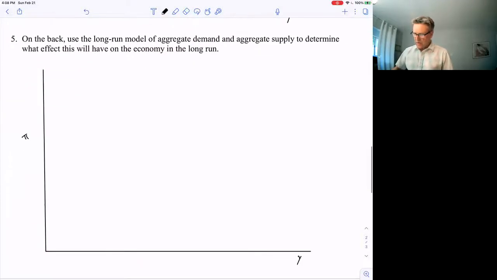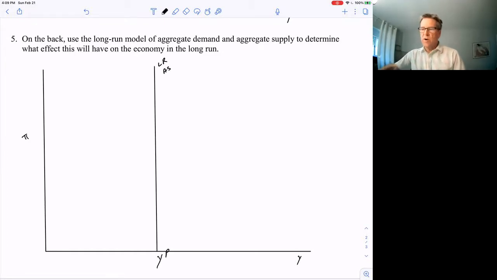Next question, use the long run model of aggregate demand, aggregate supply to determine what effect this will have on the economy in the long run. Well, in the long run, the aggregate supply curve is vertical at potential output, because in the long run, we're going to be on the edge of the PPF at full employment at potential GDP.